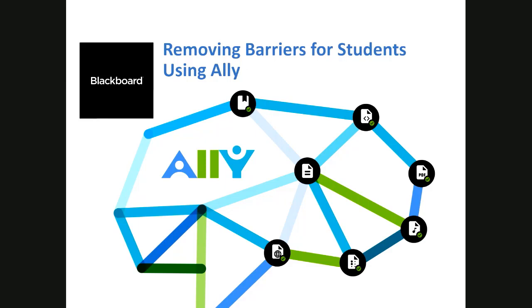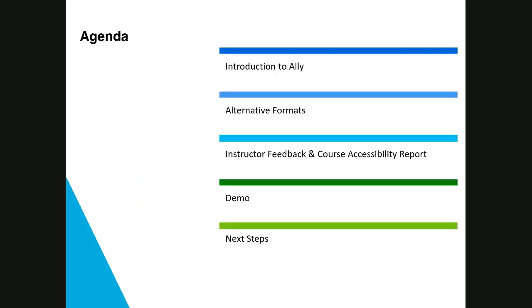To talk a little bit about today's agenda and what we'll be discussing together. Really, the goal is to introduce you to Ally and to talk about two of its primary functions, which are alternative formats of course content to students and feedback about accessibility to faculty. We will also take you into a demo environment as well, so you'll have a chance to see some of those features in a course environment just to get a sense of the user perspective.